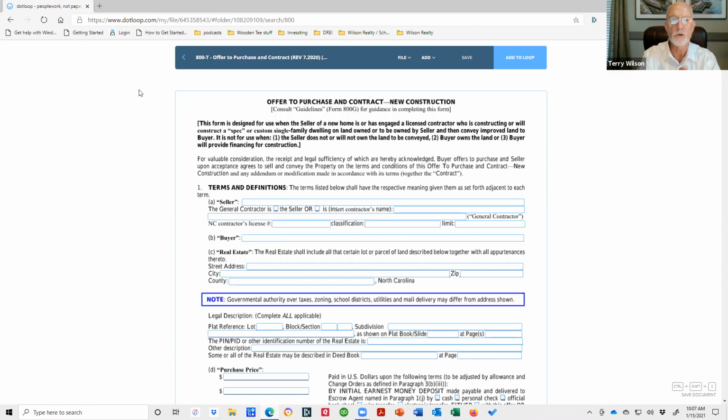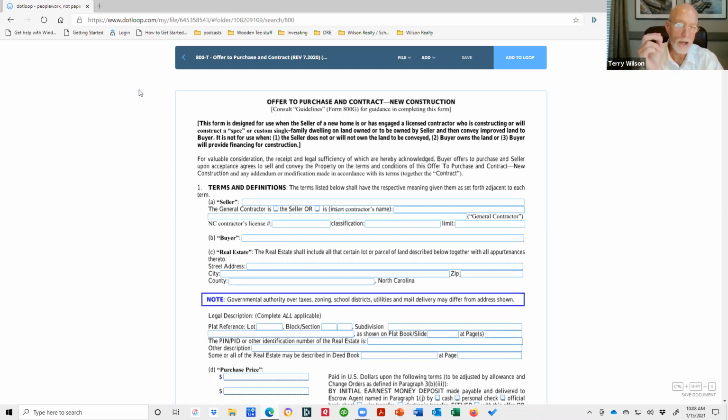But this form is designed for use when the seller of a new home is or has engaged a licensed contractor who is constructing or will construct a spec or custom single family dwelling on land owned or to be owned. I mean, could they make it any more confusing? Bottom line is, if they own the land, the seller, and the seller is either the builder or the seller is hiring a builder, and it's either a spec home, speculation home, or it's a custom home that they're building for someone on land that they own, then you should use the form.